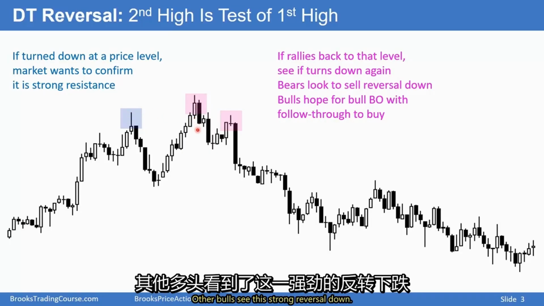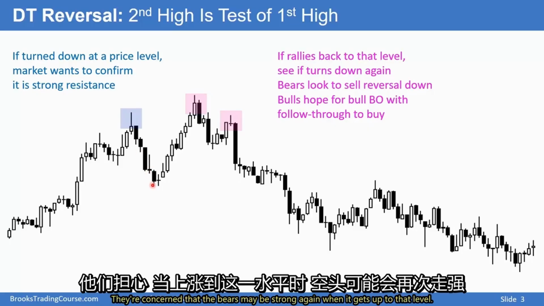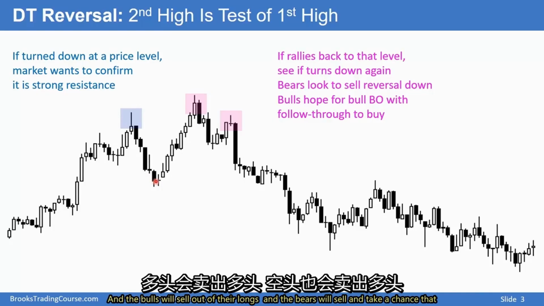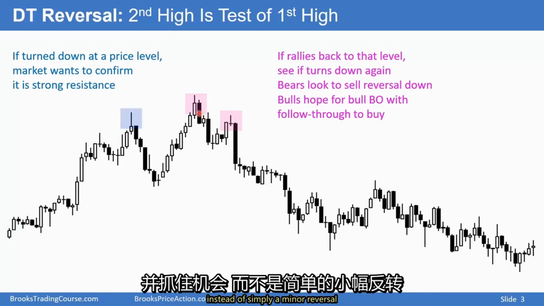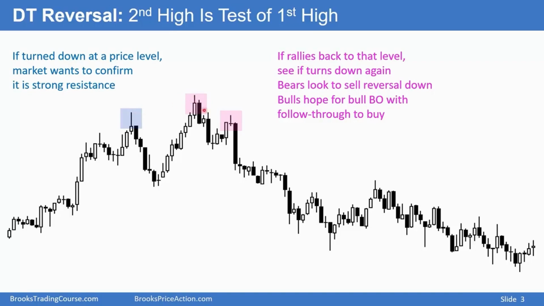He sells. Other bulls see this strong reversal down. They know it's minor. However, it's a sign that the bears are strong. They're concerned that the bears may be strong again when it gets up to that level. And the bulls will sell out of their longs. And the bears will sell and take a chance that instead of simply a minor reversal, now we'll get a double top and possibly a major trend reversal.